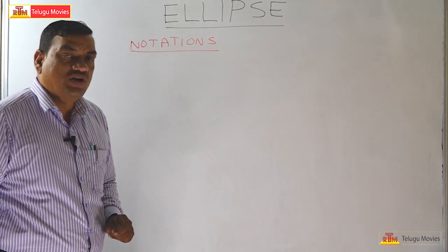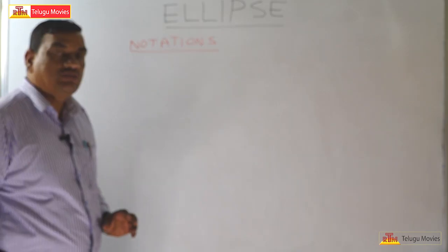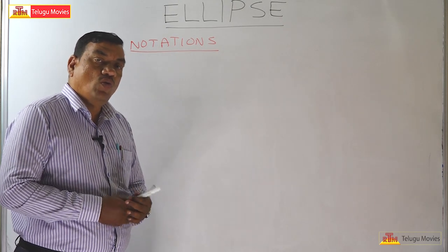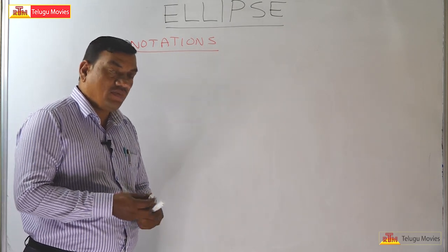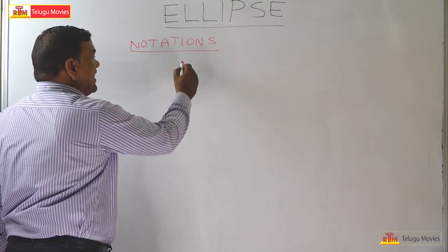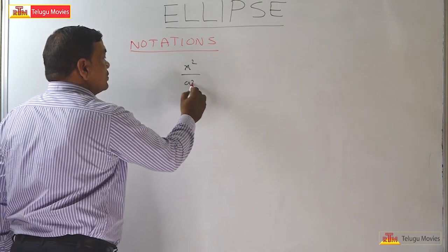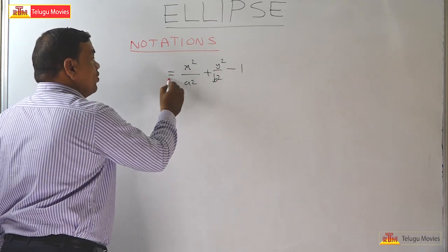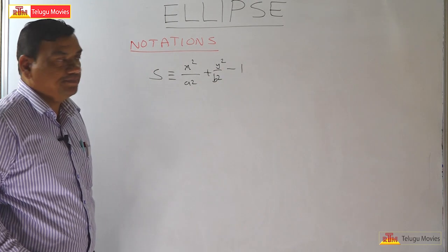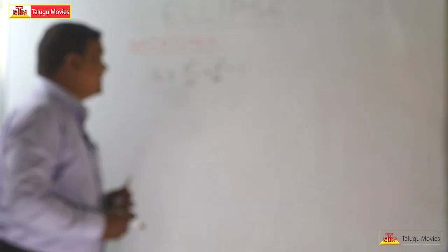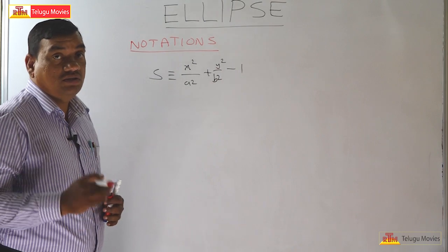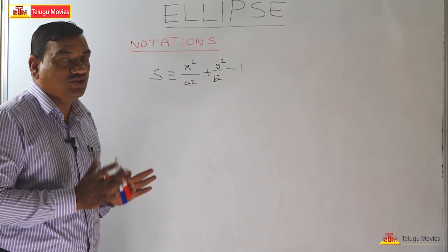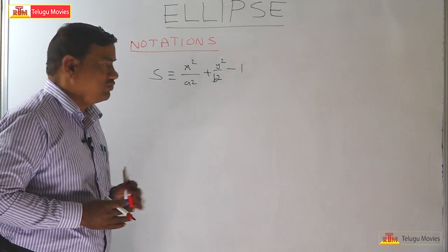In this video, first I am going to start some notations which are useful in our further course. What does notation mean? Let the algebraic expression x square by a square plus y square by b square minus 1 be denoted with the symbol S. Don't misunderstand that it is not equal to 0. Remember, it is only x square by a square plus y square by b square minus 1.